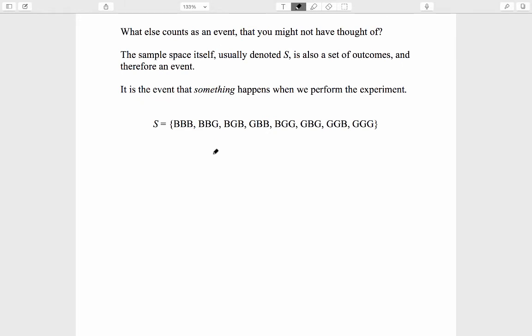We can ask what else counts as an event that you might not have thought of. The sample space itself counts as an event. It's usually denoted by the letter S, but the sample space is a set of outcomes, namely all possible outcomes. But it is a set of outcomes, and therefore it does count as an event. You can describe it in words as the event that something happens when we perform the experiment.